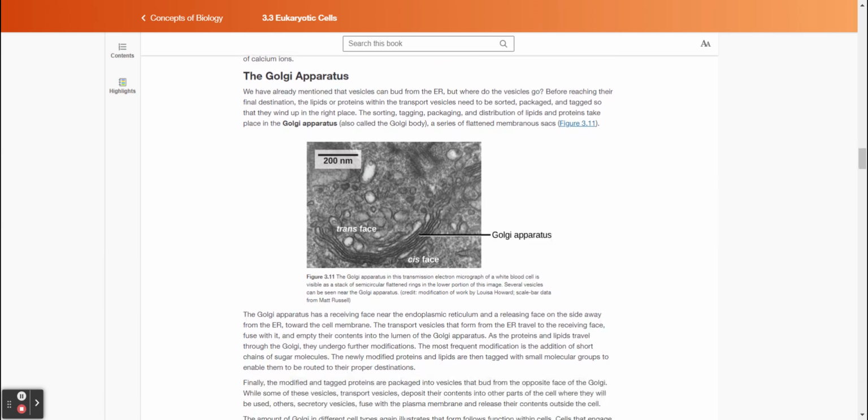The Golgi apparatus. We have already mentioned that vesicles can bud from the ER, but where do the vesicles go? Before reaching their final destination, the lipids or proteins within the transport vesicles need to be sorted, packaged, and tagged so that they wind up in the right place. The sorting, tagging, packaging, and distribution of lipids and proteins take place in the Golgi apparatus, also called the Golgi body, a series of flattened membranous sacs.